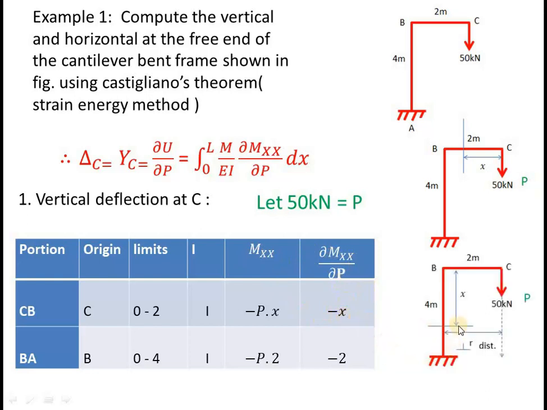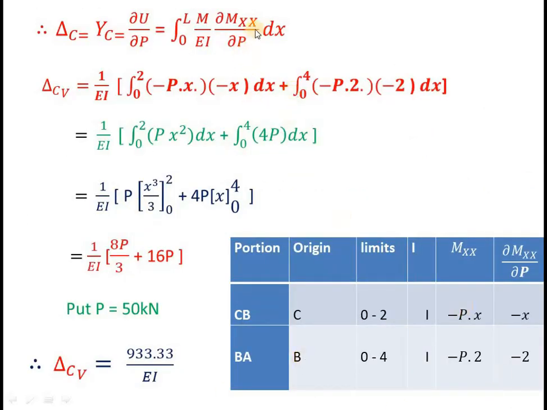Similarly, if I take the section here, again this 50 kN is P, so it is minus 50 into 2, this being the perpendicular distance, that is minus 50 into 2, and the partial derivative will be minus 2. Substituting these bending moments and ∂M/∂P in this equation, delta C equals the integration of M by EI into ∂M/∂P into dx. You know that 1 by EI is constant, because EI is for the total frame.